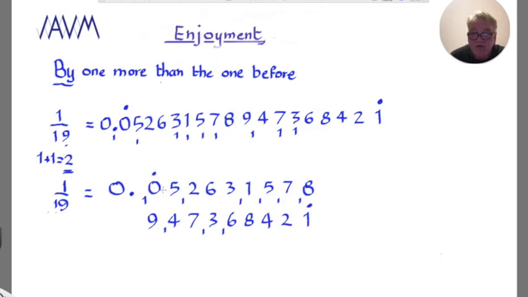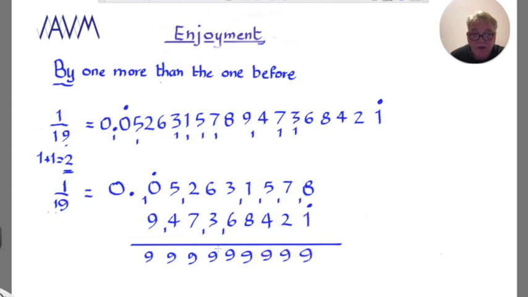Now you will notice that I've placed these first 9 digits here and the second 9 digits underneath. Why? Well, if you look at these digits in pairs, they all add up to 9. 0 add 9 is 9. 5 add 4, 9. And we get 9s all the way. And if we were to include the remainder digits as well, here 10 add 9 is 19. 5 add 14 is 19. 2 add 12 add 7 is 19. We get 19s all the way along.